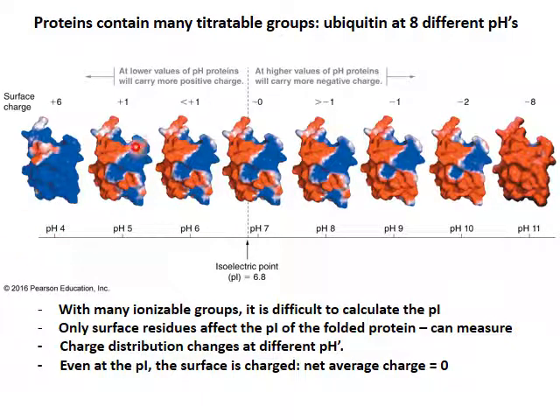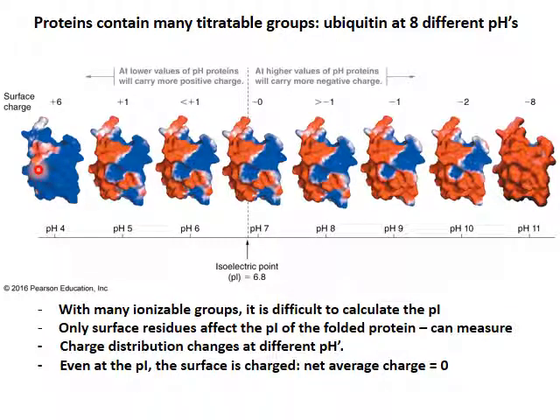So let's look at the example of ubiquitin at 8 different pH values. Shown here is the surface potential in terms of color. Blue color indicates amines, things that are protonated and positively charged. The red would indicate carboxylic acid groups that would be on, for example, an aspartic acid side chain. That would be deprotonated and negatively charged, which would be red.